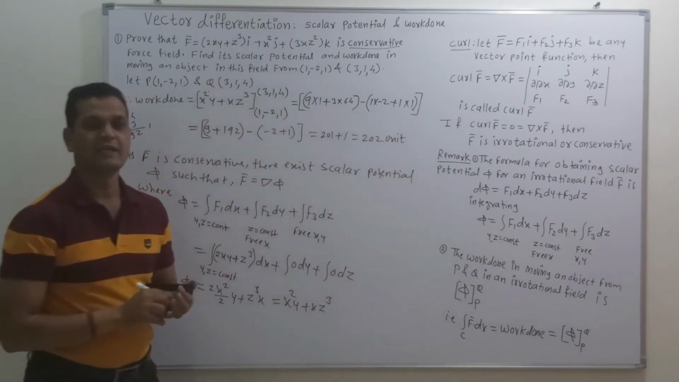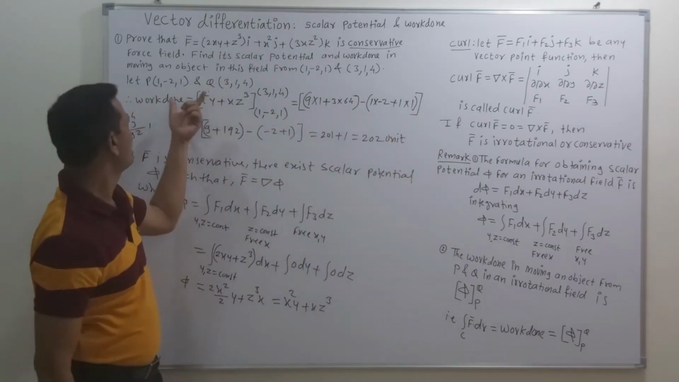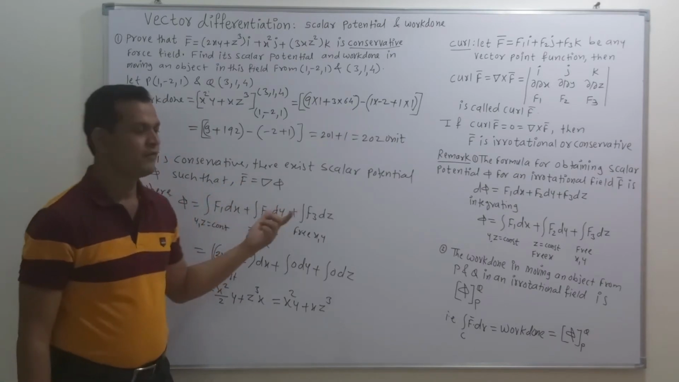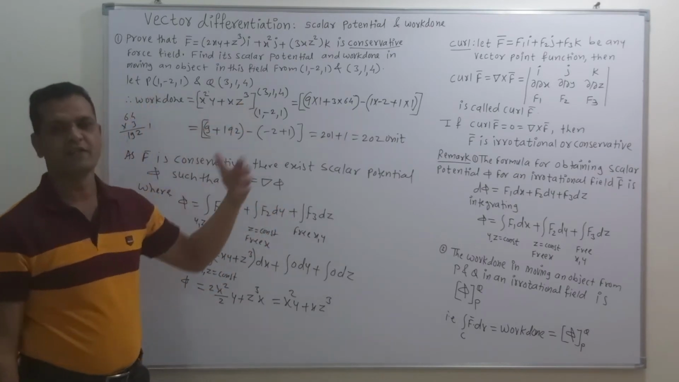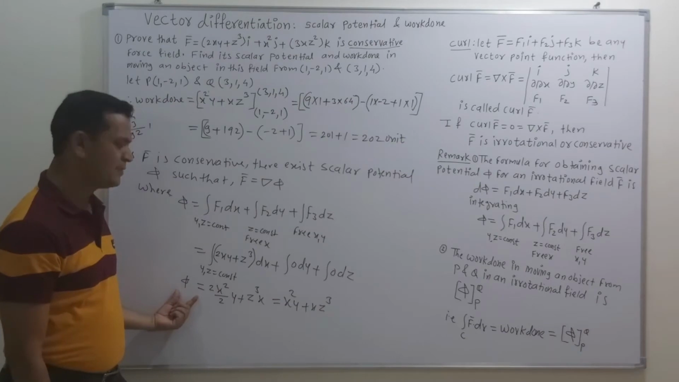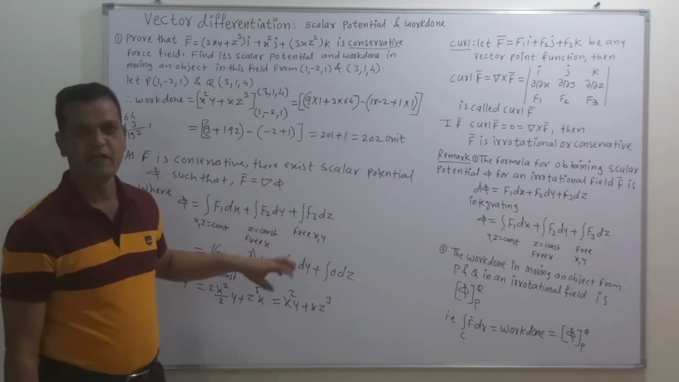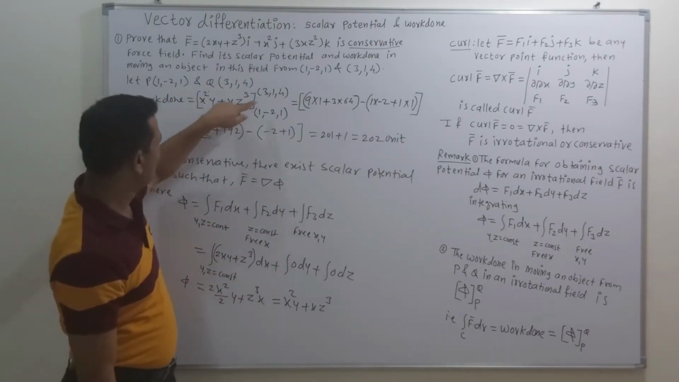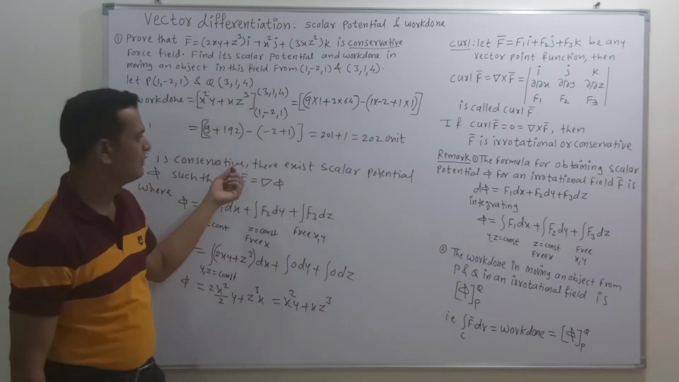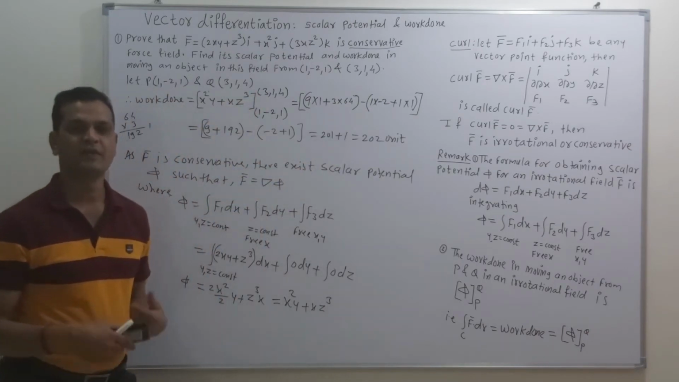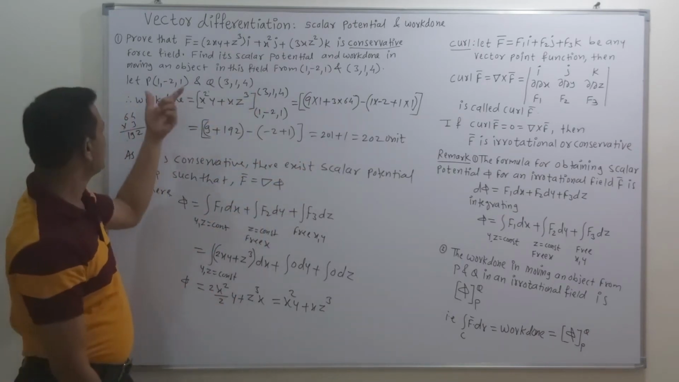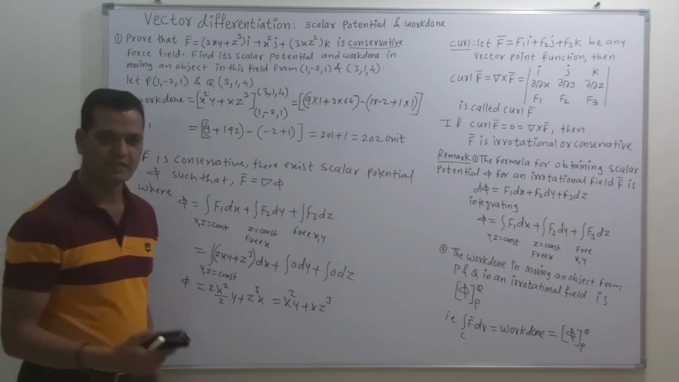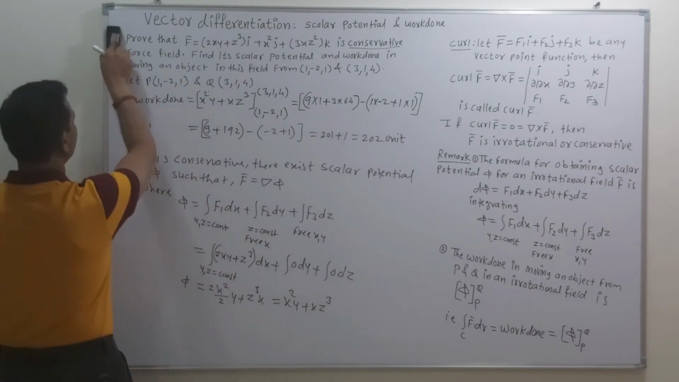So in this way we can easily find out the value of work done of a given vector point function. That means for finding the work done, only find the value of scalar potential and find the value of this scalar potential between the points P and Q. So you will get the work done of the given vector point function. So friends, this is the first example. Now let's take the second example.